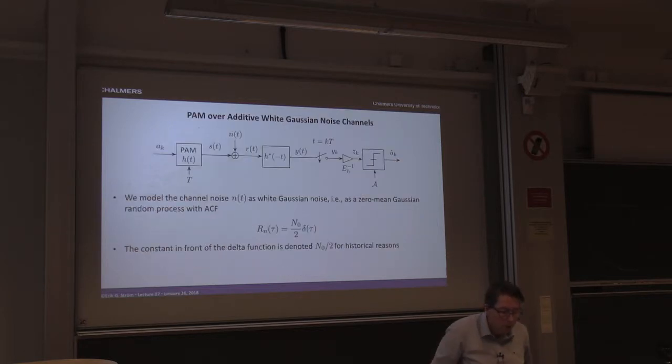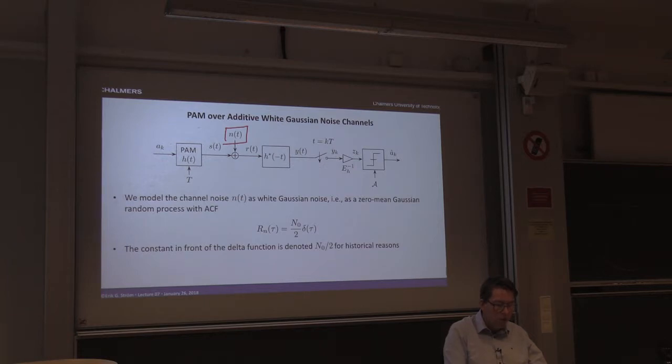Cool, let's go on. Now, back to our problem here. We have pulse amplitude modulation, and we transmit a signal S over a channel which adds noise. So now the focus here of the development is on the noise. What is the noise going to do to us?